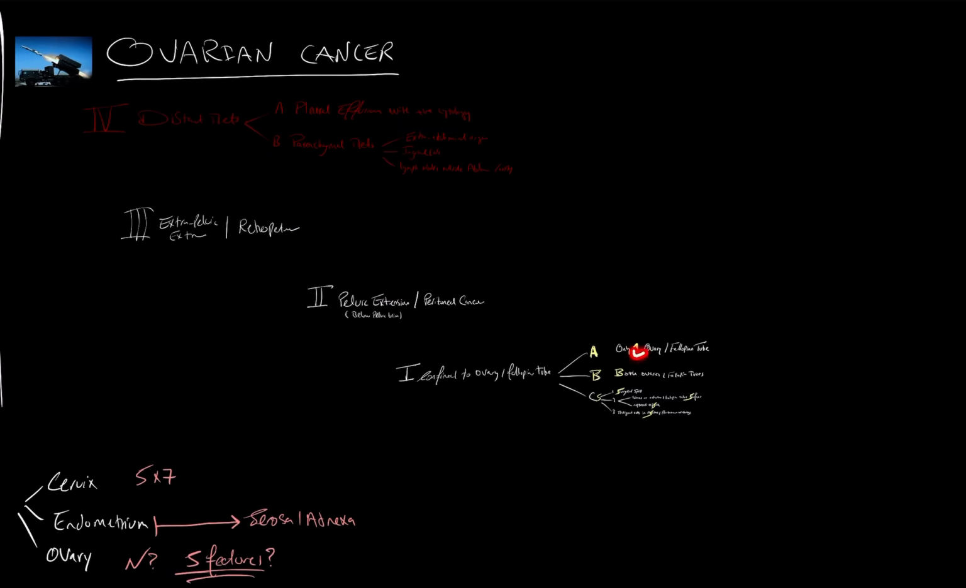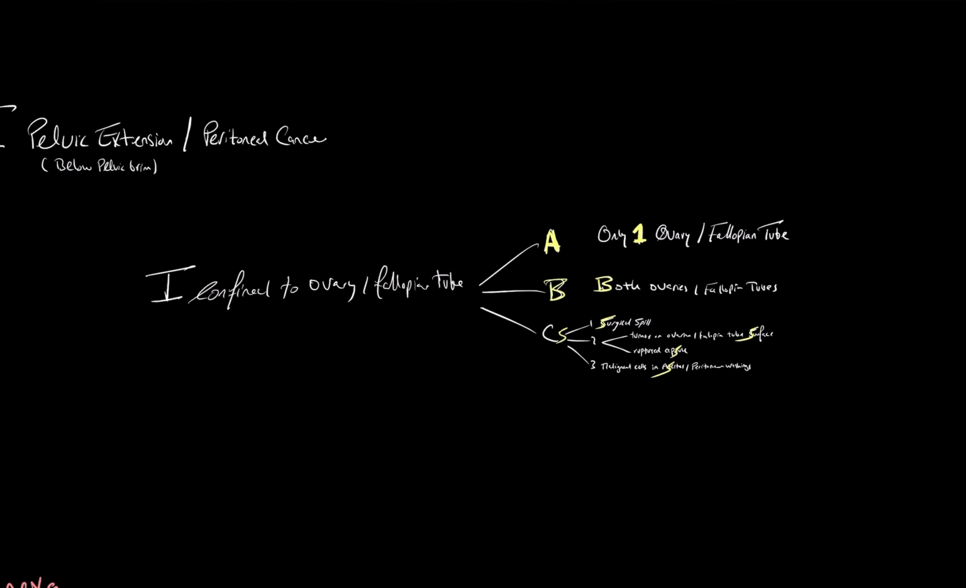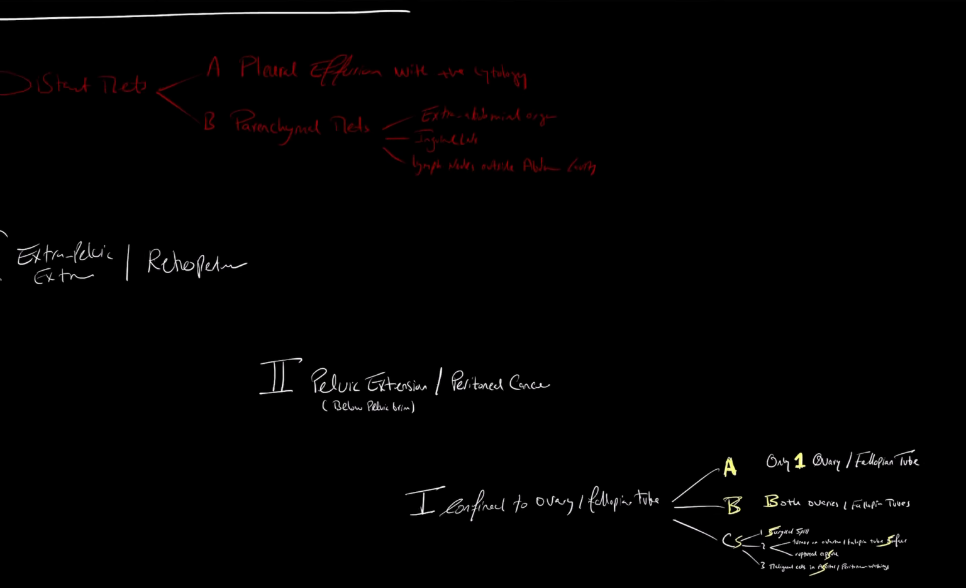Stage 1A1, one ovary or fallopian tube is affected. Stage 1B, both ovaries or fallopian tubes are affected. Stage 1C, now we have the S features we've talked about here, and these S features represent stage 1C1, surgical spill. Stage 1C2 represents surface tumor, a tumor on the ovary or fallopian tube, or the presence of a ruptured capsule. And stage 1C3 represents malignant cells in the ascites or in the peritoneal washing.